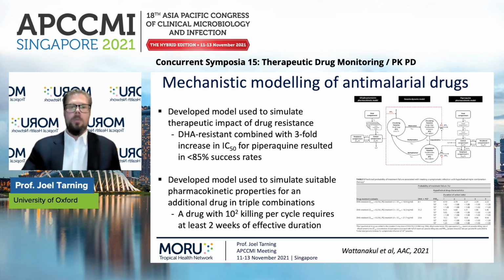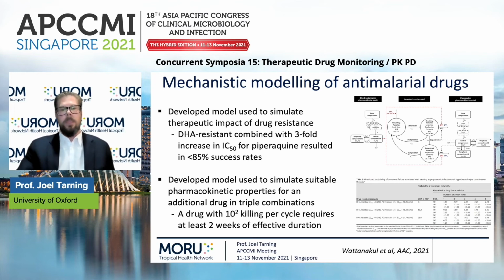We also used the developed model to simulate suitable pharmacokinetic properties for an additional drug if we want to use DHA piperacin in triple combinations. And this showed that a drug with about 10 to the 2 killing per life cycle requires at least 2 weeks of effective duration to get treatment success of the drug-resistant parasites that was shown in the first example here. That means both DHA and piperacin resistance needs this type of drug for successful treatment.